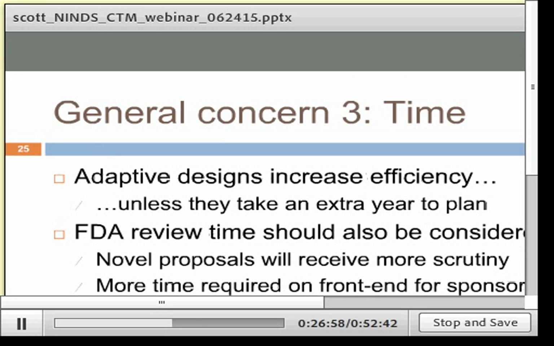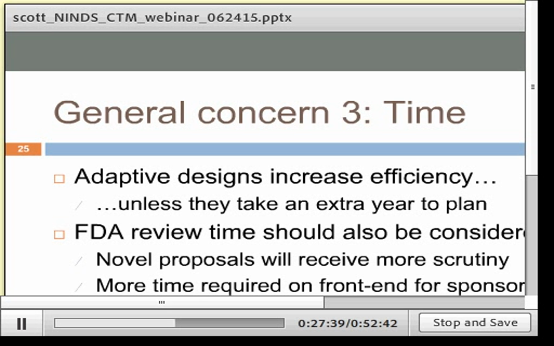And the third category of general concern is time. Again, people usually think of adaptive designs as increasing efficiency, but it's also important to recognize that there can be an additional time burden in terms of planning and designing the trial, and also in terms of interactions with FDA in some cases, especially if it's a special protocol assessment. But even if it's not, novel proposals usually will get more scrutiny from FDA for understandable reasons. And so you might need to build in more time for more extensive communication between FDA and the investigator or sponsor.